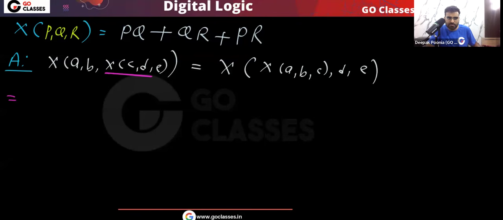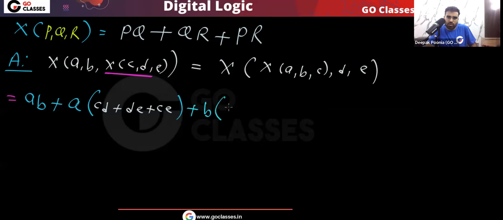What will this LHS become? It will become AB or A, this third component. And what is this third component? Let me write it. This third component is basically CD or DE or CE. Or B and again this third component, that is basically CD or DE or CE. So this is the LHS. This is only the LHS so far.